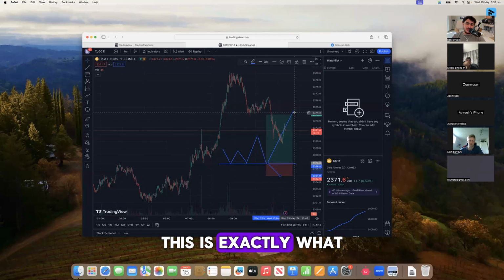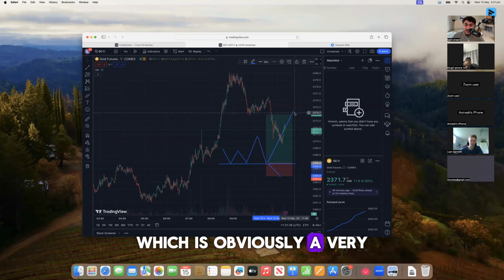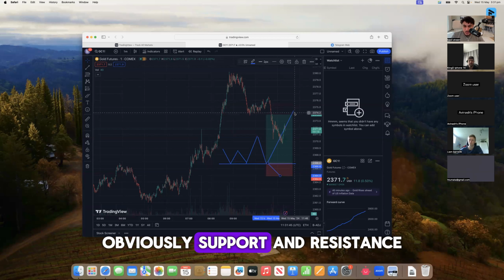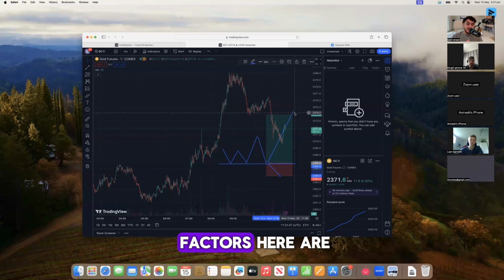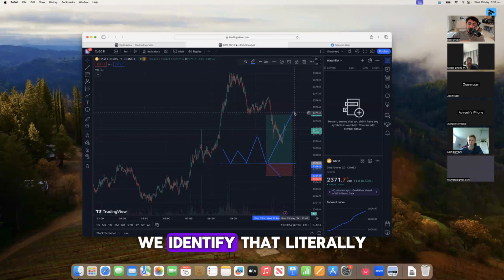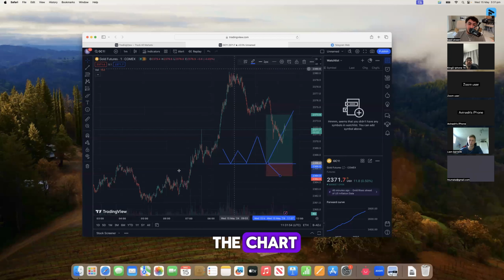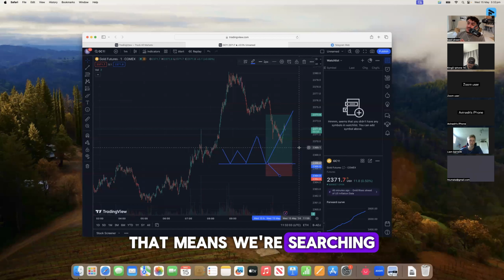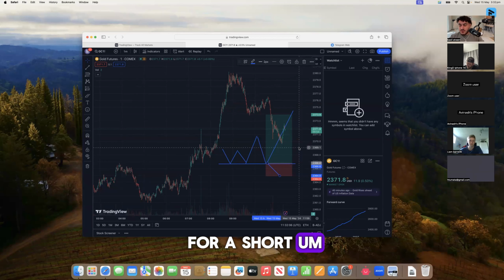And this is exactly what you guys need to be looking for, which is obviously a very, very simplified version of a trade taken with support and resistance. So the key factors here are, is the market going upwards or is the market going downwards? We identify that literally just by looking at the chart. This is going upwards, this is going downwards. If it's going upwards, that means we're looking for a long, and if it's going downwards, that means we're searching for a short or a sell.